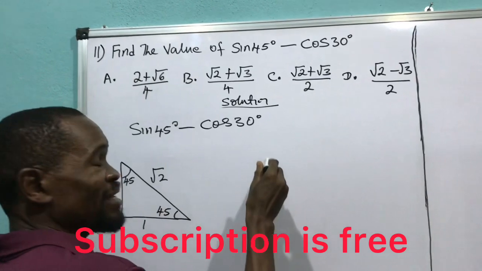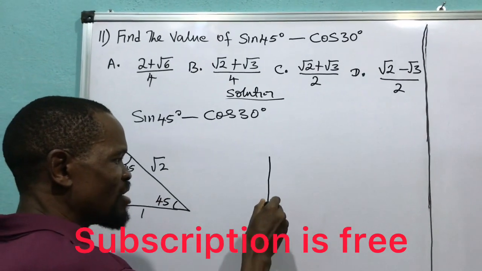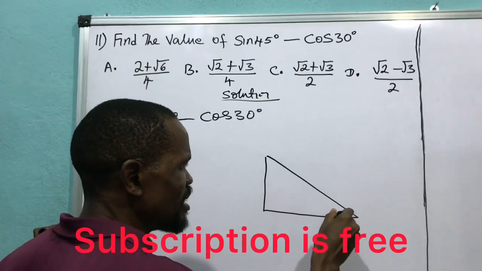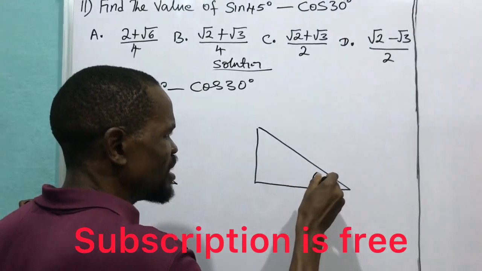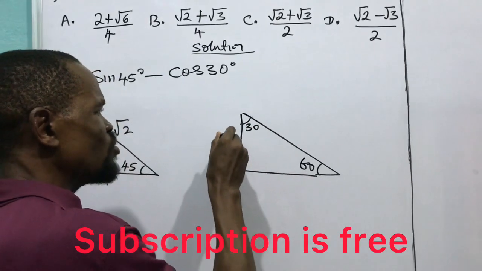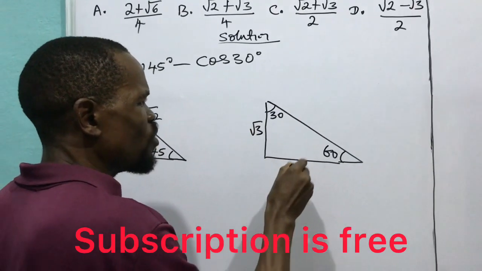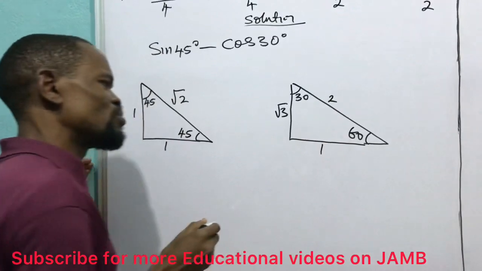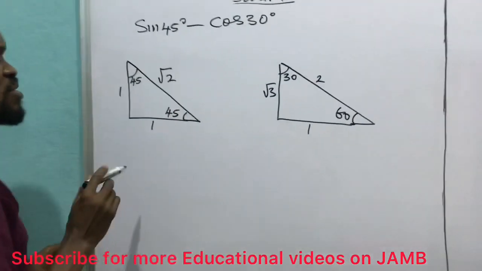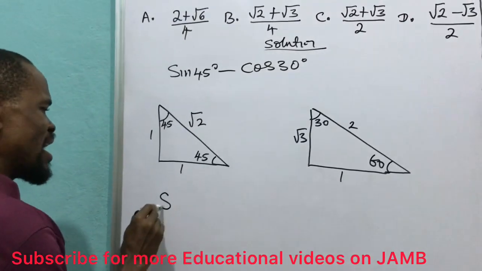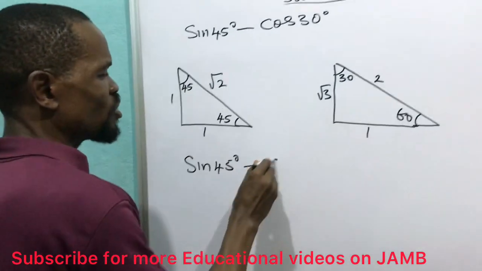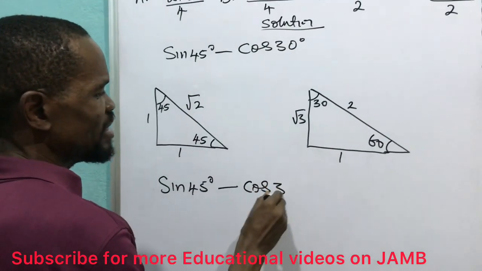Then I will go for my triangle again. I have my triangle that says this, and this gives me angle 60, and here gives me 30, and here gives me root 3, and here gives me 1, and here gives me 2. You get what I'm saying now? Then now, looking at these triangles, I have my sine 45 degrees minus cos 30 degrees.